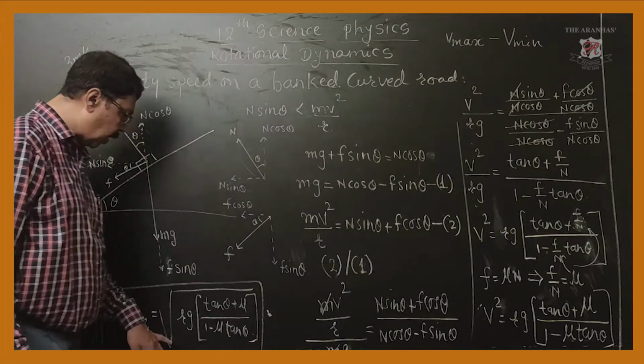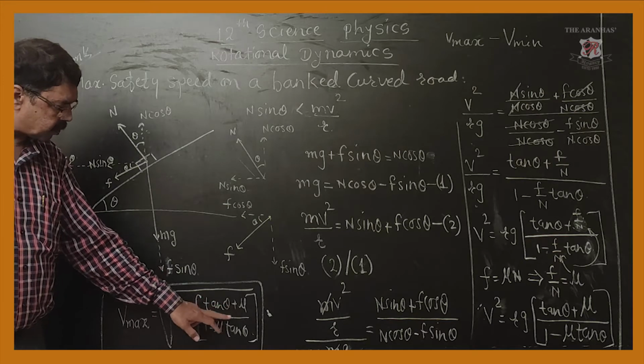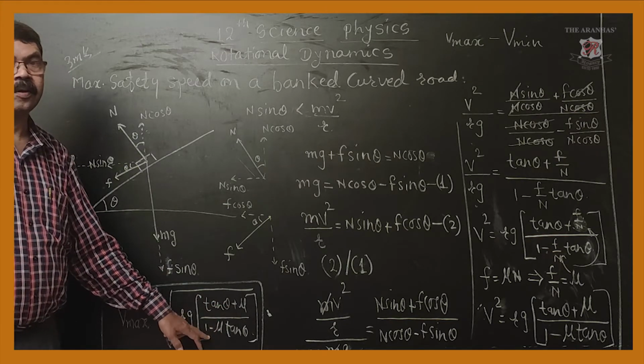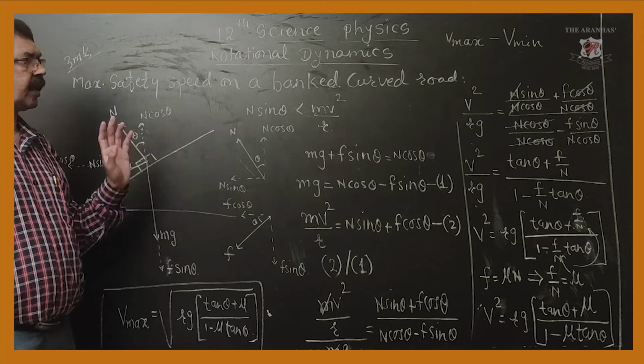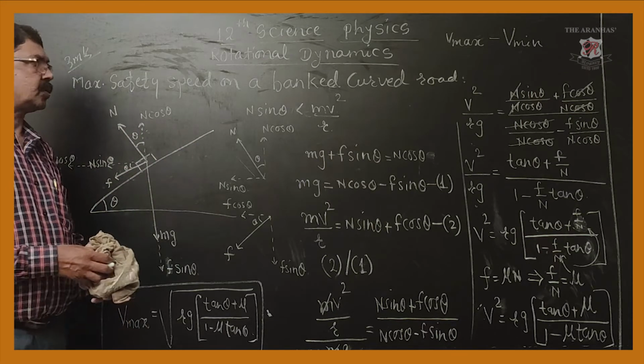For v max you have this formula. For v minimum, what is the change? This becomes minus, this becomes plus. So remembering the formula is very easy. This is related to banking of roads.